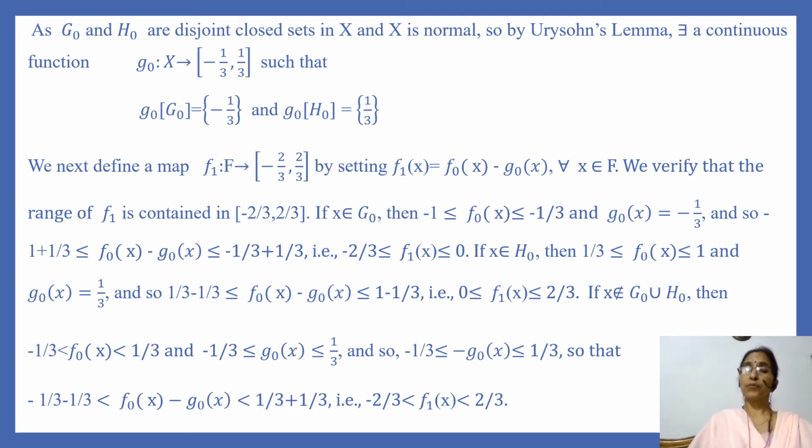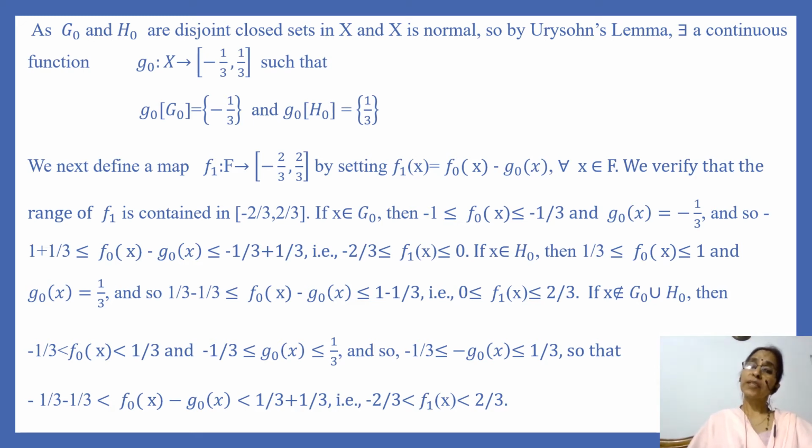We next define a map f1 from the closed set F to the closed interval [-2/3, 2/3] by setting f1 of x is equal to f naught x minus g naught x for every x in F. As f naught and g naught are continuous functions, and they are real valued continuous functions, their difference is a real valued continuous function. So f1 is a real valued continuous function, and here we can check that the range of f1 is contained in the closed interval [-2/3, 2/3].